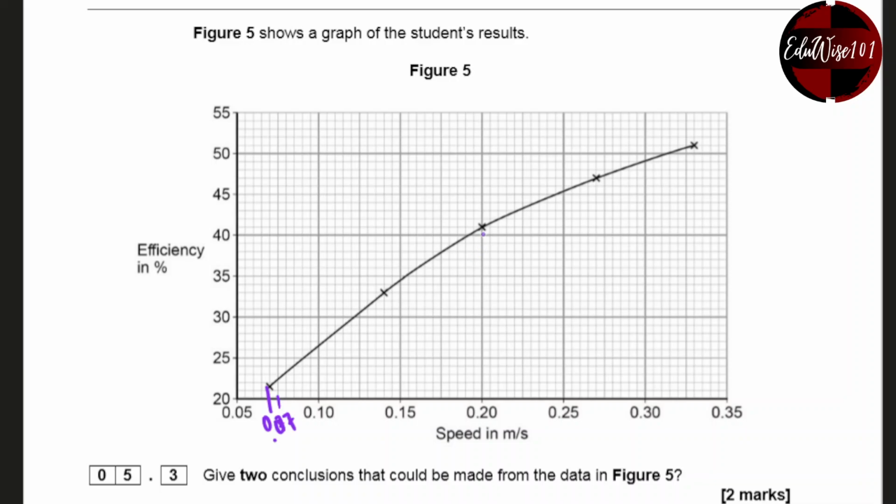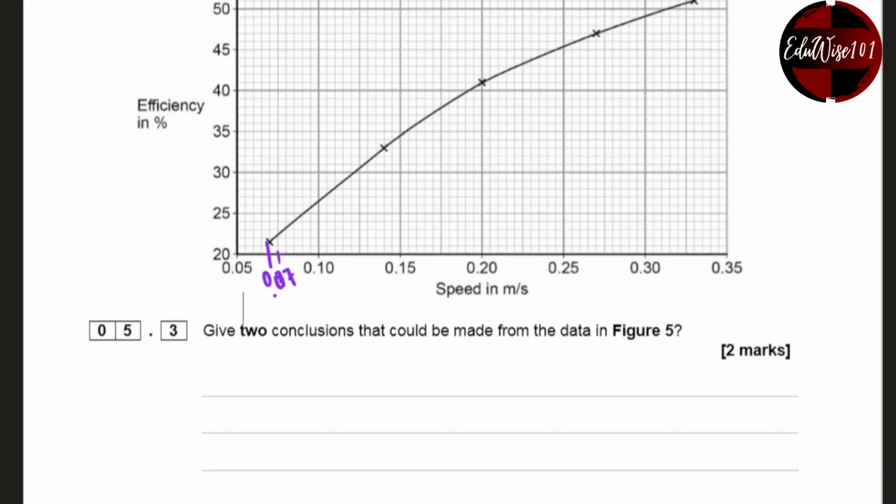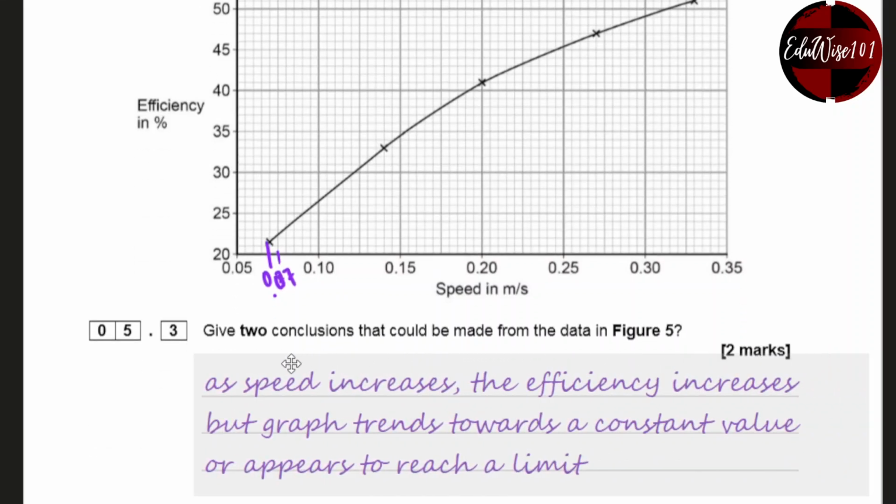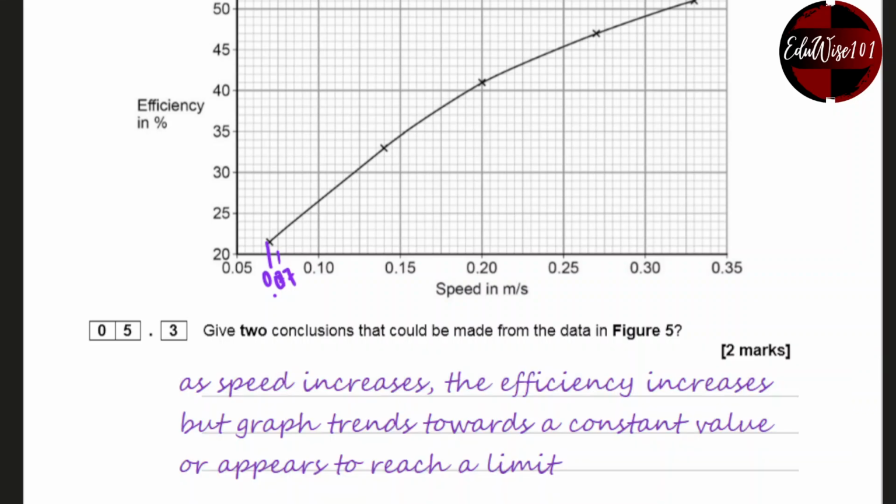And the second mark is, you could say, that the rate at which the efficiency increases reduces with higher speeds. Or you could say it appears that it's going to flatline or be constant after a certain amount of speed. So here's a possible answer. As speed increases, the efficiency increases. That gives you a mark. And the second mark, that the graph tends towards a constant value or appears to reach a limit, is your second mark.